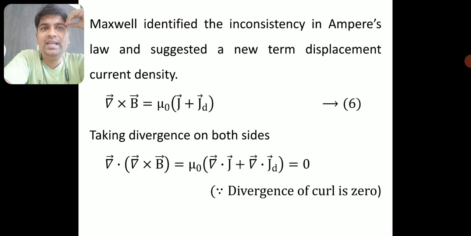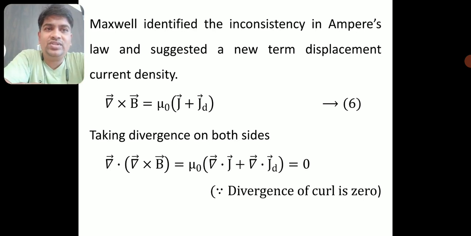So curl of B is equal to μ0 times (J plus JD). Earlier I was having only μ0 J in equation 4. Now equation 4 is modified. Now we are adding JD to equation 4. So we have J plus JD instead of only J. Let us call it equation 6.